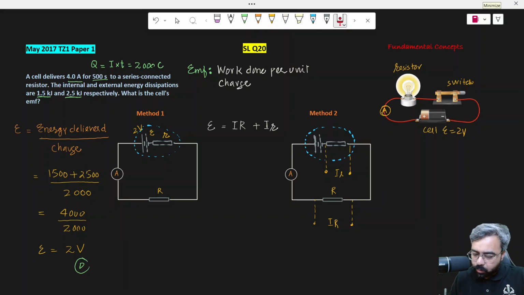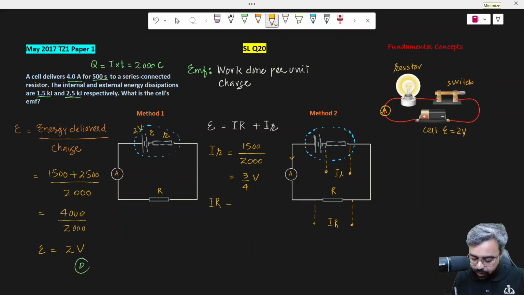Now, what is I small r? I small r is the potential difference across the internal resistance, which we can calculate from the energy dissipated inside it, which is 1500 joules divided by the charge flowing, that is 2000 coulomb. So that should be 15 over 20, which is 3 over 4 volts, right? Now, what is I big R?